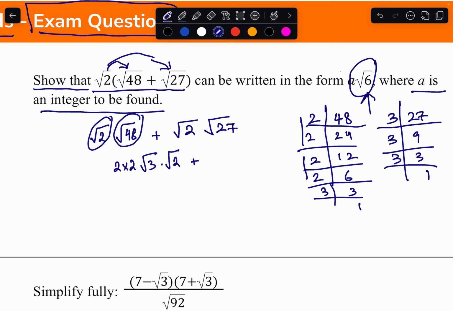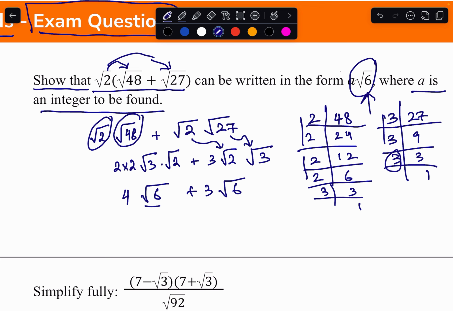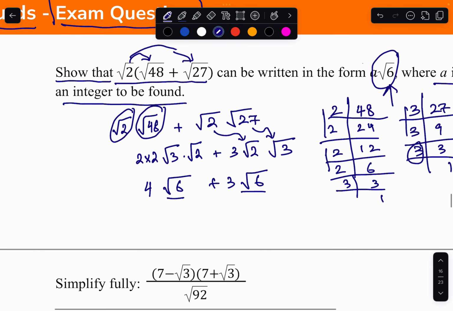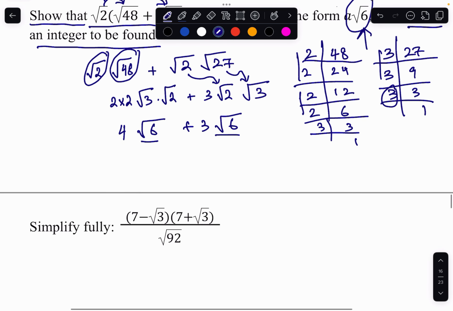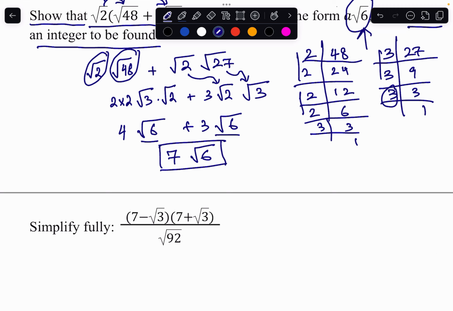Plus likewise 27, this 3 will come out, root 3 stays inside, this root 2 is here, and from this 27 what's left? This 3 is left. Now we know that it is 4 root 6 plus 3 root 6. Root 6 and root 6 are like terms. 4 plus 3 is 7 and 7 root 6 will be our final answer.